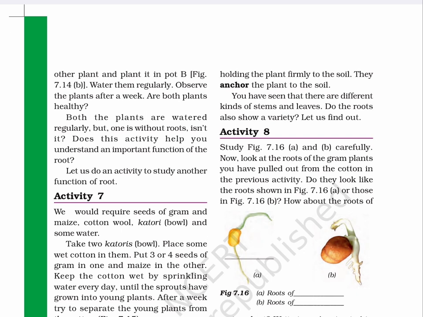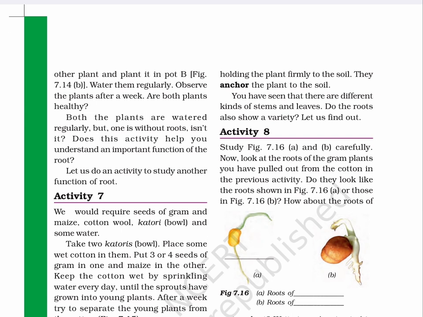Let us do an activity to study another function of root. Activity 7. We would require seeds of gram and maize, cotton wool, katori, bowl and some water. Take 2 katoris, place some wet cotton in them.